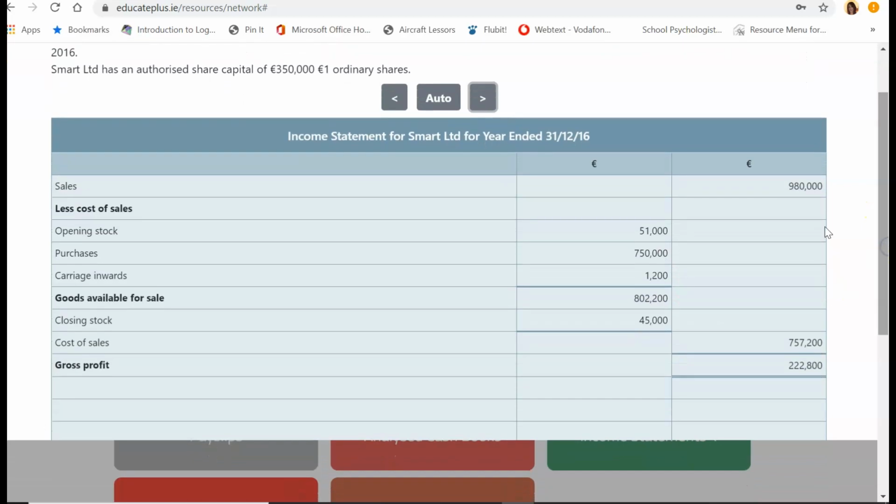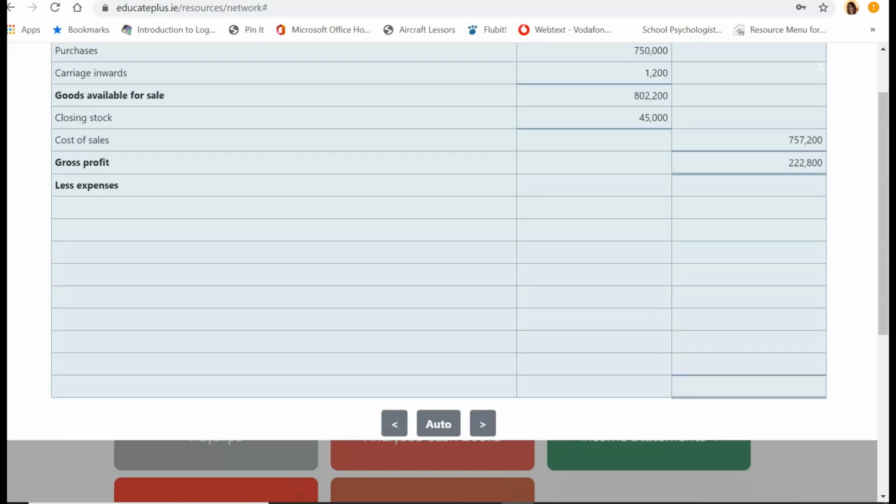Now, what do we do from here? Well, we're going to less the expenses. We have the expenses listed out for us because we have marked them all off in our trial balance. So our expenses are marketing and advertising, 16,400. I'll give you a chance to write that down.